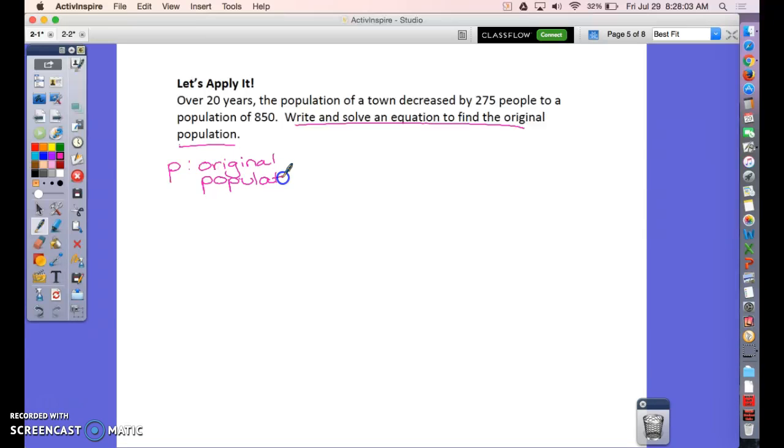Let's think about what happened here. We had a population, right? That's what started out. So I'm going to start with P. And over 20 years, the population decreased by 275 people. So I'm taking away 275 from what I started with to a population of 850. So that's like saying it ended up at or is equal to 850. There's your equation. Now what would you do to get P by itself? You would add 275 to both sides.